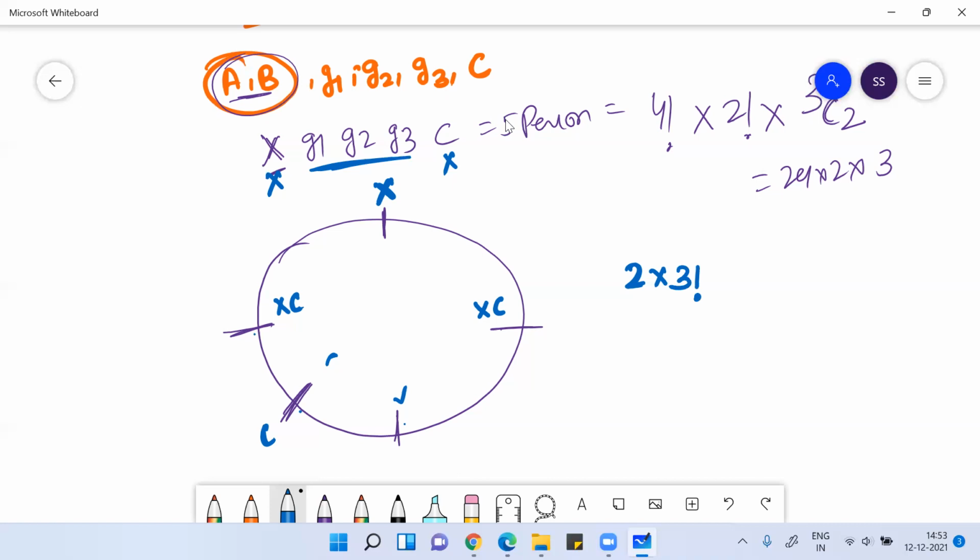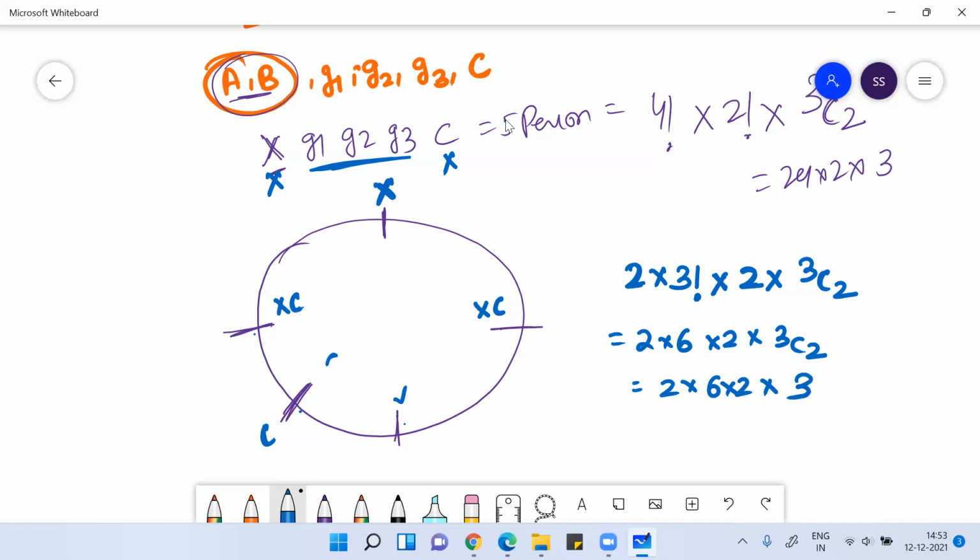Then the X's can interchange their places in 2 ways. And then you can choose A and B, meaning the two ladies, in 3C2 ways. So this would be 2 into 6 into 2 into 3C2, where 3C2 means 3. So this is 12 into 6, which means 72.